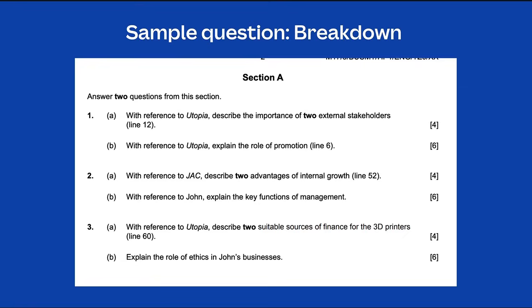So as I mentioned, for HL students, you select 2 out of the 3 and each question has 2 subparts, so A and B, A and B, A and B. So in this case, if you choose 2 questions, you're answering 4 subparts. Let's quickly go through it.